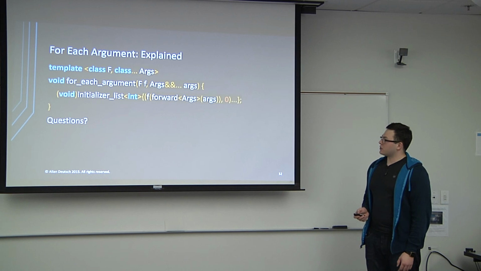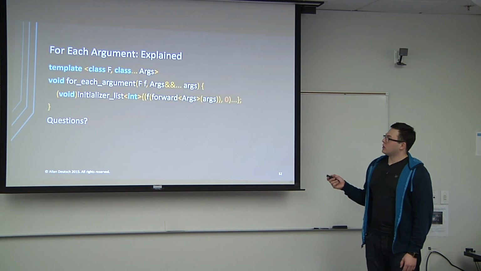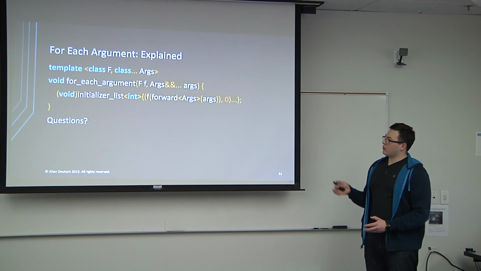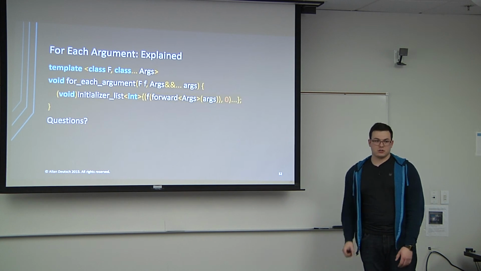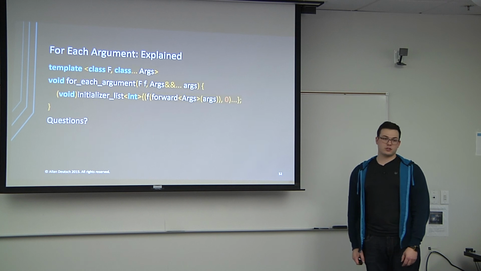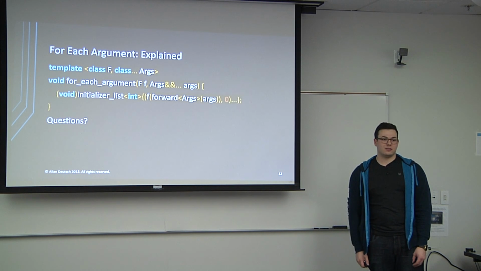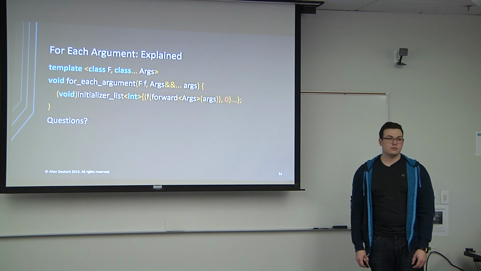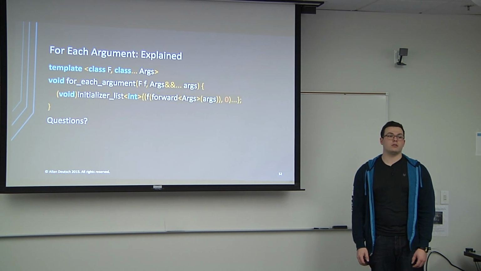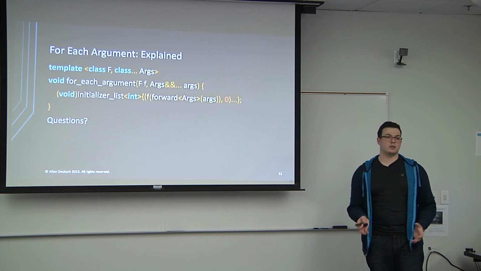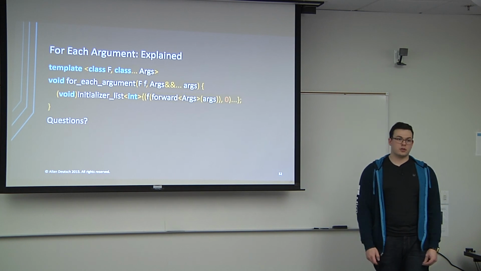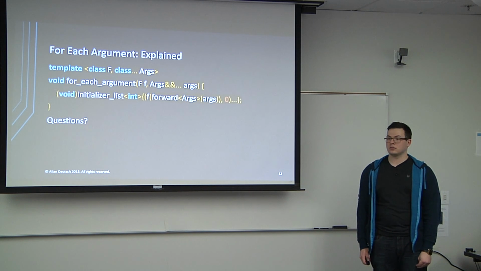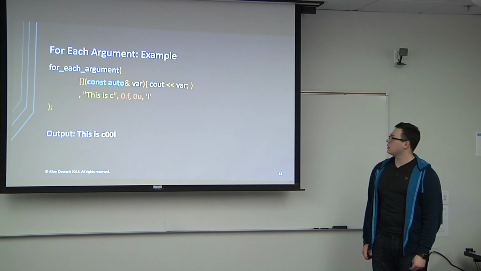So when we put this all together, we can do for each argument, you pass it a list of arguments with your predicate, and it'll call your predicate on all of those arguments. So that's pretty neat. Any questions? So the initializer list is required because otherwise the dot, dot, dot expansion wouldn't work? Right. The initializer list gives you a context in which the dot, dot, dot is valid. Yep. Other questions? No? Cool.